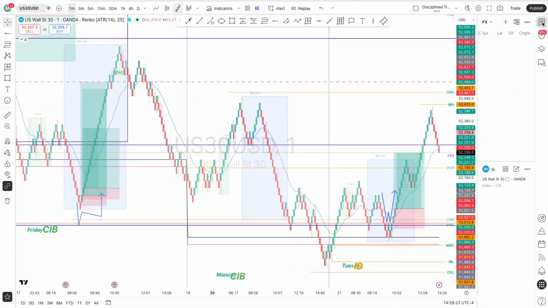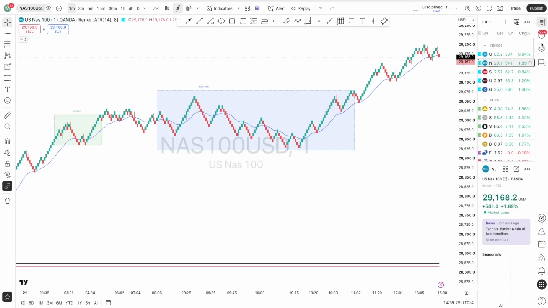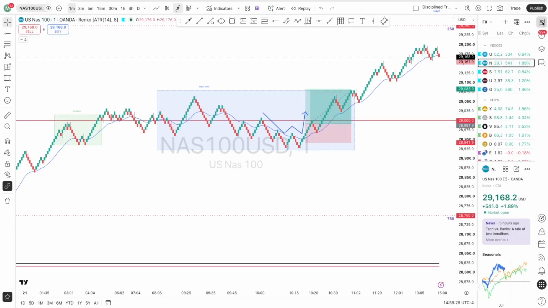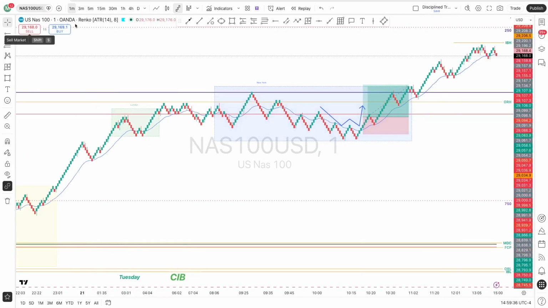Let's move on. There was nothing on SP today, so on NAS it is. Okay. Now, NASDAQ is showing 8. So 8. Price has to move up.